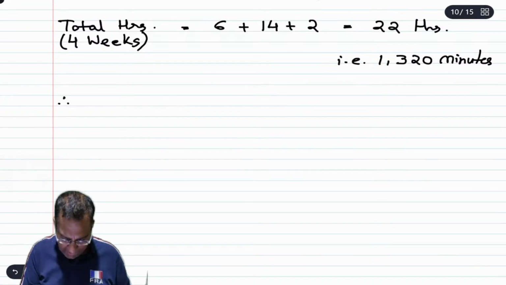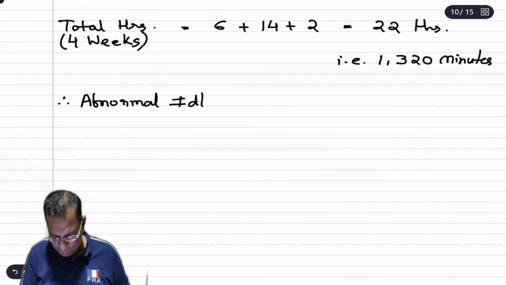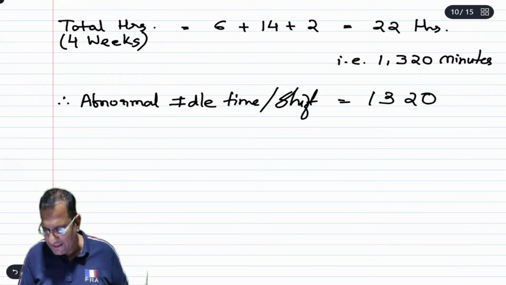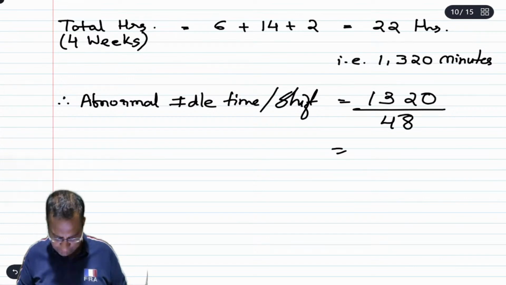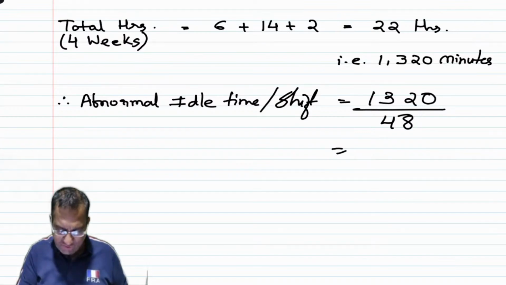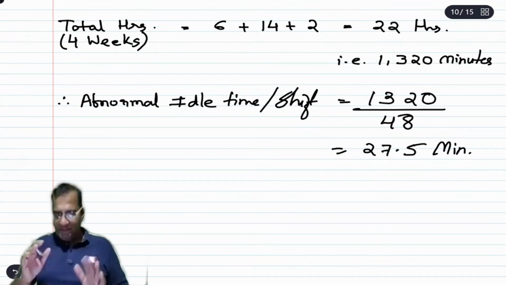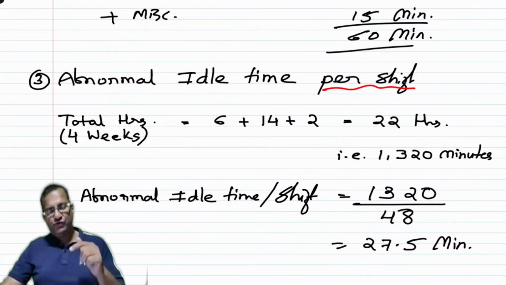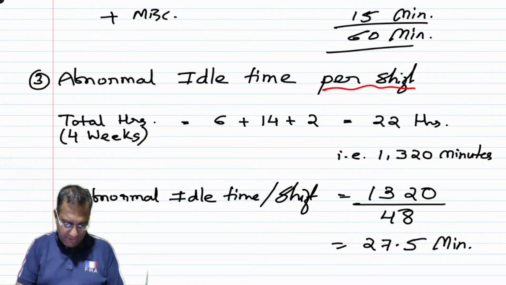Therefore, abnormal idle time per shift is equal to 1320 minutes, the total for 48 shifts, divided by 48. So it is 27.5 minutes. Clear, beta? If you do this calculation then it's a very simple question. So always remember this question is to be referred only and only for the calculation of availability ratio. Apart from it, nothing special about this question. Clear, beta? Any doubt in this?